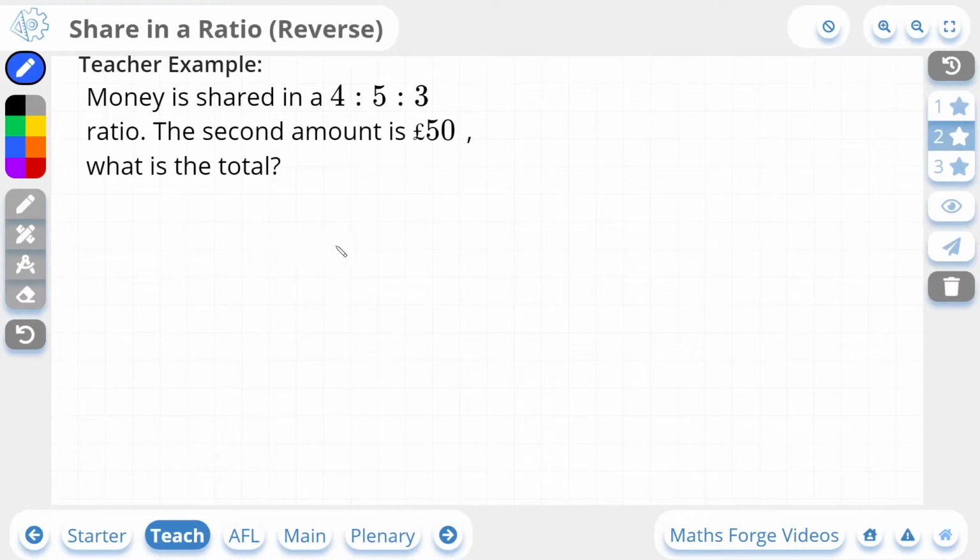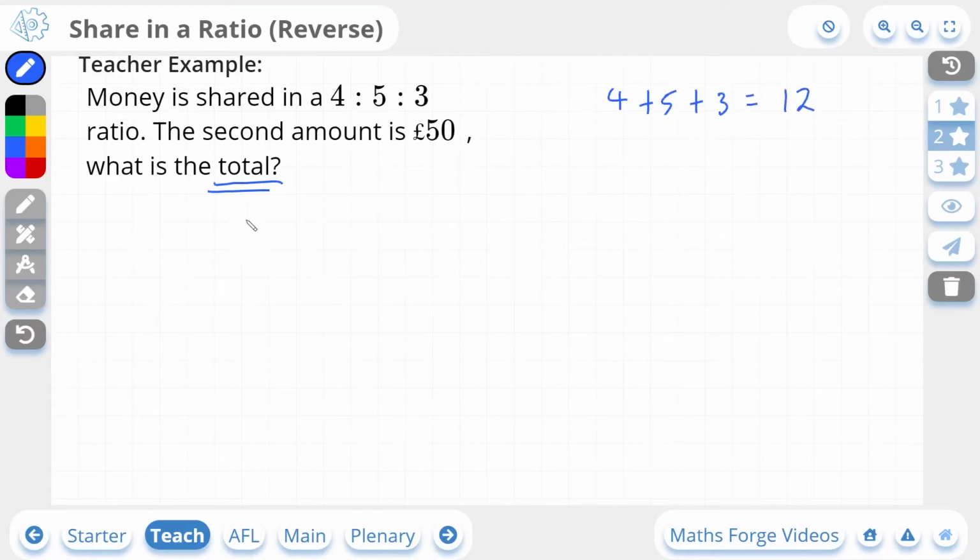Now let's do a 2-star example. Here we're being told that the money is shared in the following ratio, 4 to 5 to 3. The second amount is £50. What is the total amount? So we first begin by adding the numbers in our ratios together. So it's going to be 4 plus 5 plus 3, which is equal to 12.